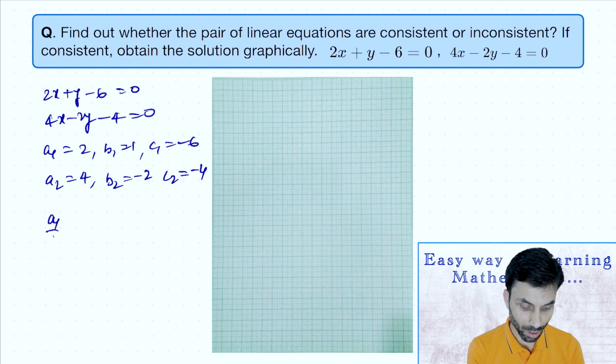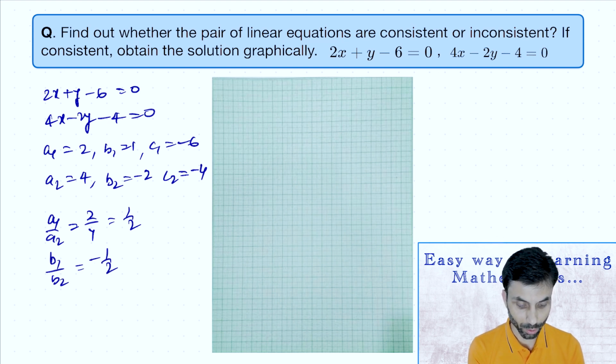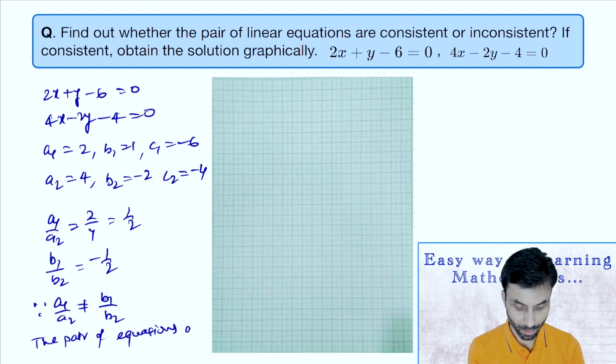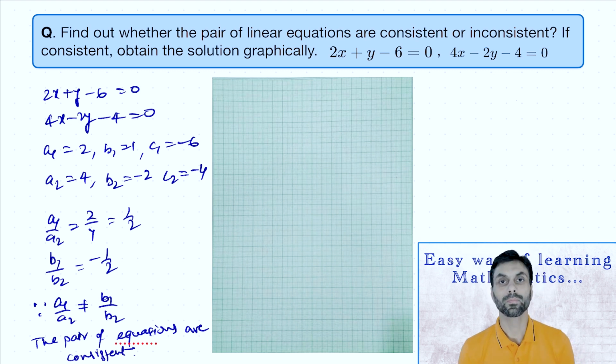If you take the ratio of a1 upon a2, which is 2 upon 4, it is 1 by 2, and b1 upon b2 will be negative 1 by 2. Since a1 by a2 is not equal to b1 by b2, the pair of equations are consistent. Now, in order to find the solution of it graphically, we'll have to draw these two lines on the graph sheet, and for that we'll have to plot the points.